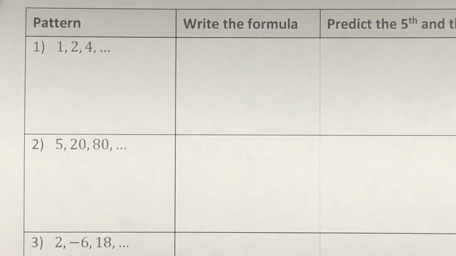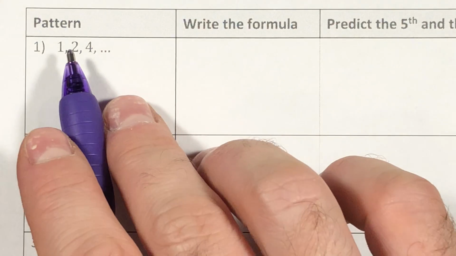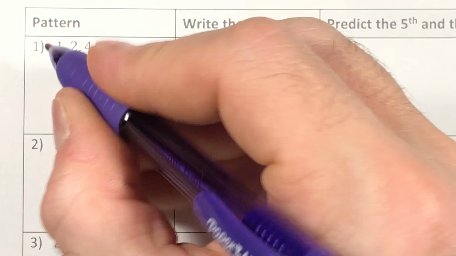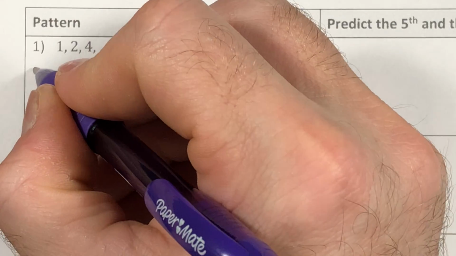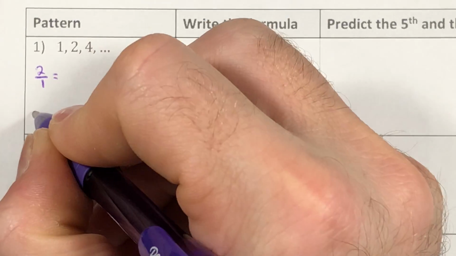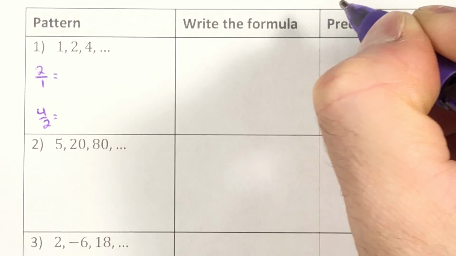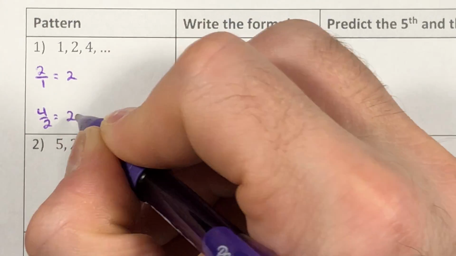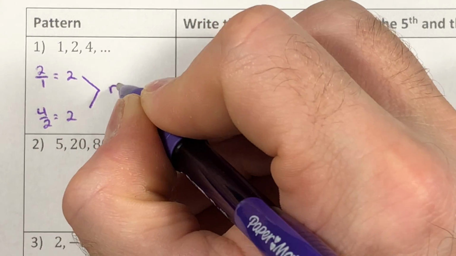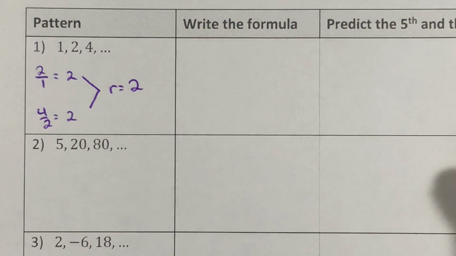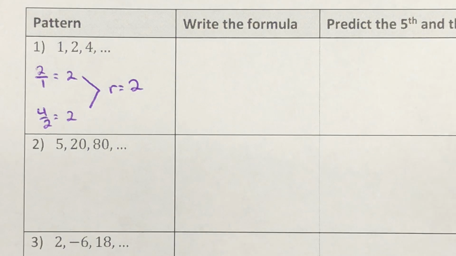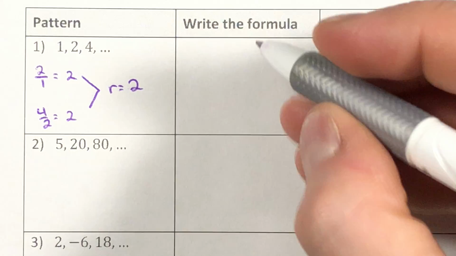So let's take a look at how we're figuring this out. I want to find the rate of change between these three terms. The way that I can figure that out is I'm going to take any term and divide it by the number before it. So 2 divided by 1 and 4 divided by 2. 2 divided by 1 is 2, 4 divided by 2 is 2, which means our rate, or our rate of curvature, is going to be a positive 2. Perfect. Well, that's pretty much all we need to figure out the formula.